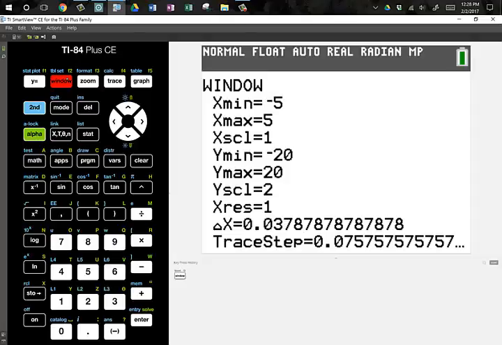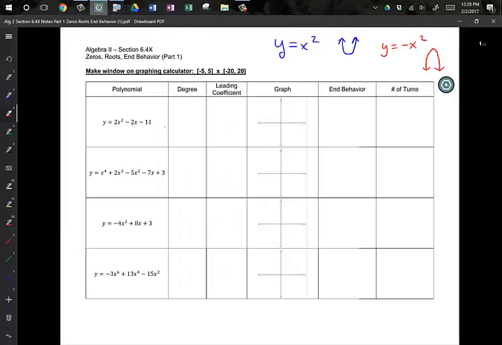Now, you might notice down here on Y scale, I made my scale 2. I didn't want to have 40 tick marks going across my screen. So I try to reduce, so I just have to remember in my mind, each of my tick marks is 2 on the horizontal, but 1 on the vertical. We all good there? Does anyone not have that done? All right, so let's go back to our notes.